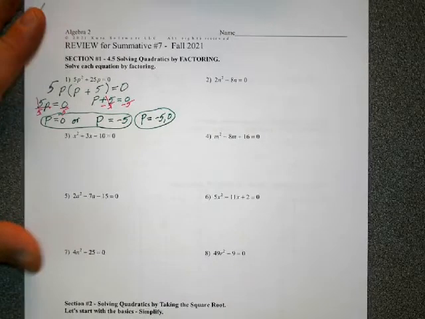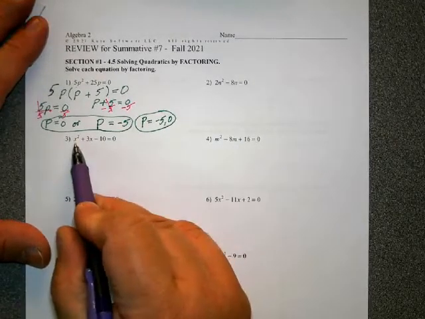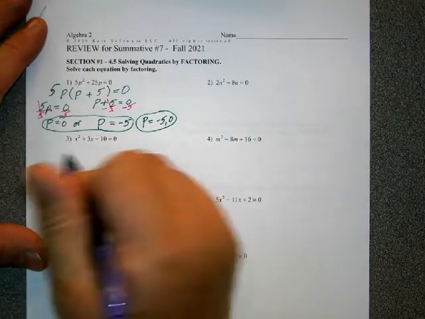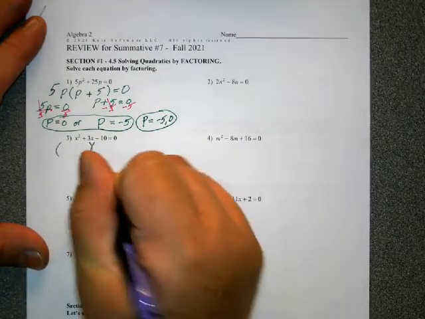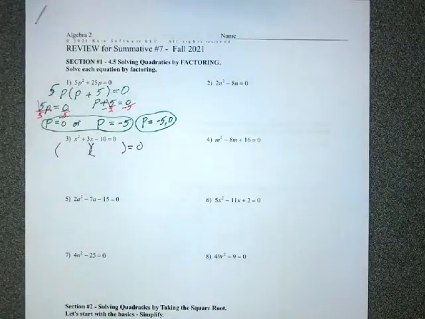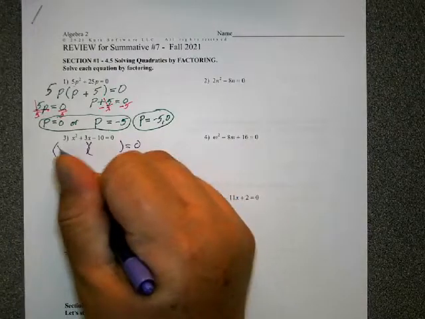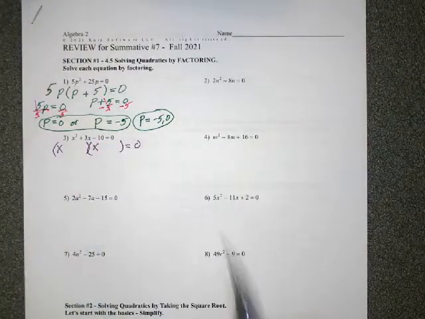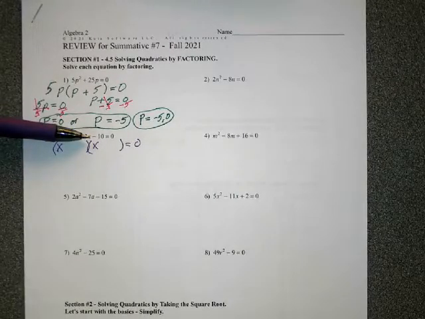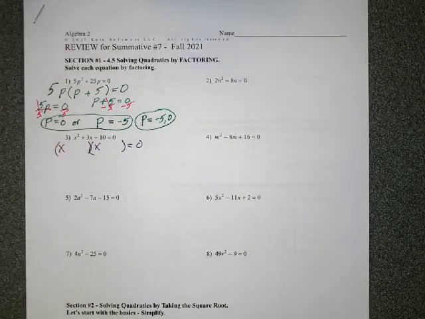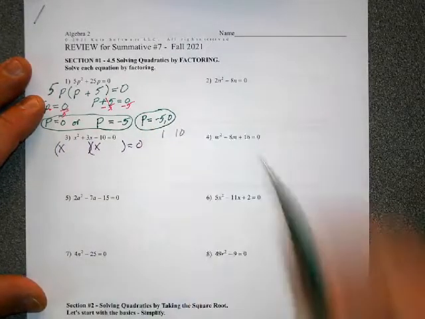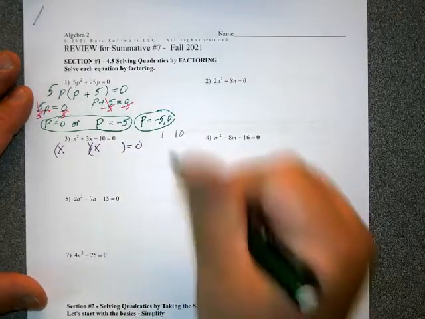All right, number 3. Trinomial. I cannot take out any common terms, so I'm going to go ahead and factor it. Only one way to get x squared. That's x times x, right? Let's see. They're going to multiply to a negative. Oh, let me do the factors of 10 first. So you have 1 times 10, 2 times 5.